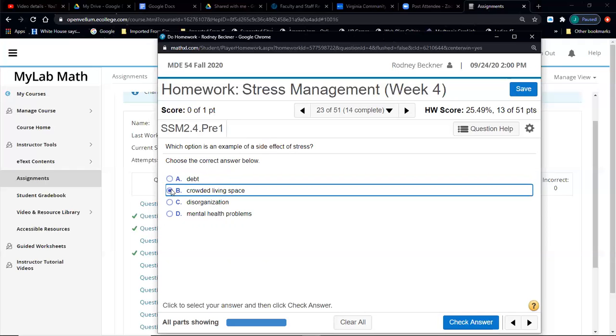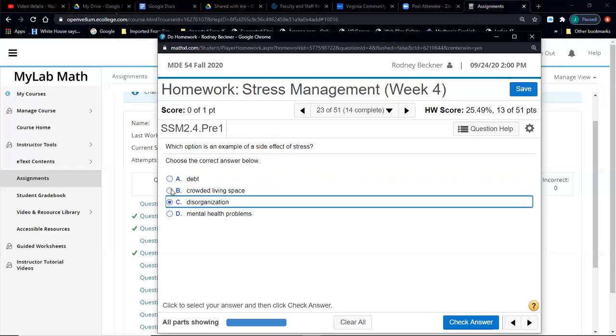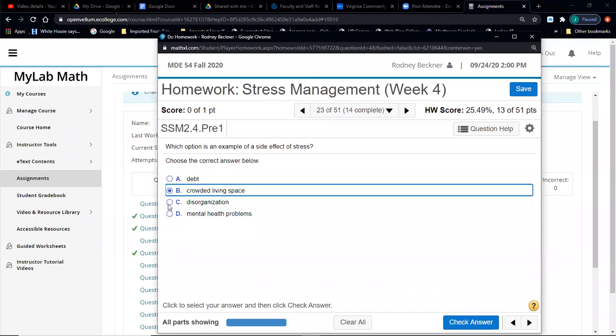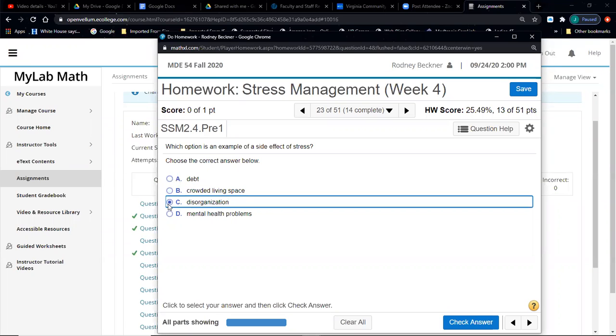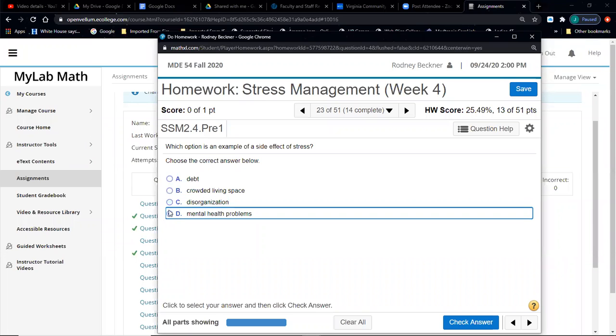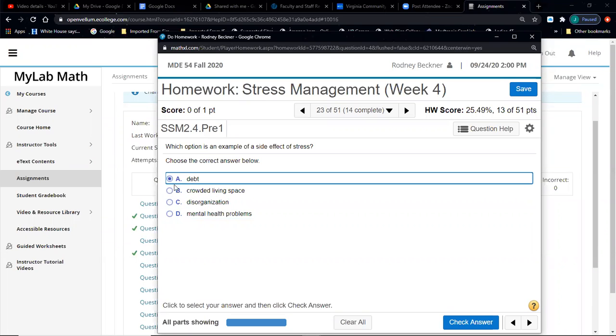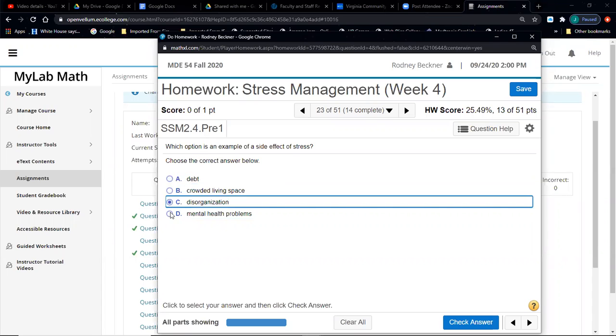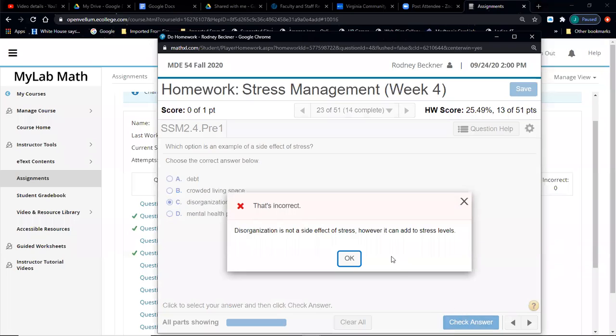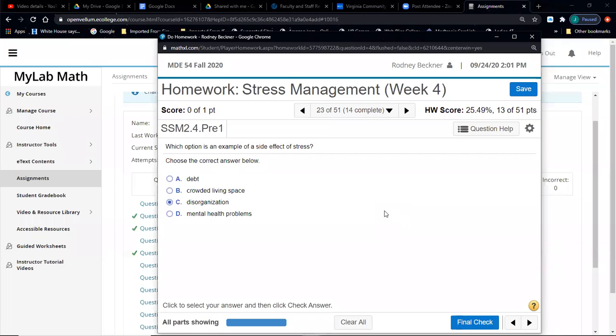Crowded living space. I would say, crowded living space could be if it means you're just trashing the place. Disorganization, stress could lead to disorganization. So, there's a lot of decent answers here. It could be debt. It could be disorganization. In a world, it could be mental health problems. Let's try disorganization. No, it's not a side effect of stress. However, it can add to stress levels. I will say that when I'm stressed, I start to get disorganized. So I will say I disagree with that particular statement.